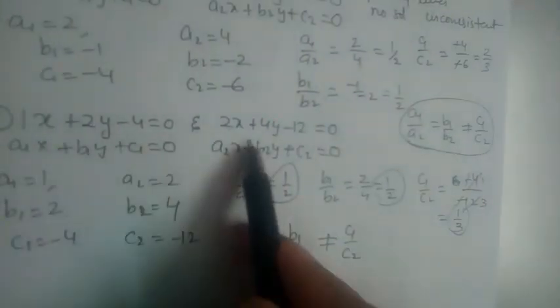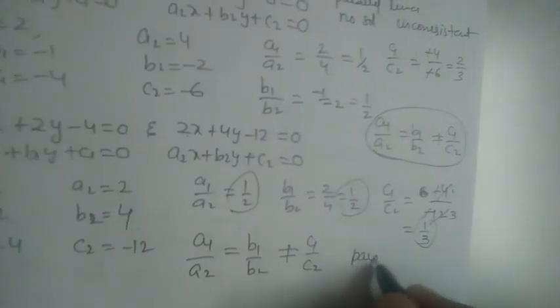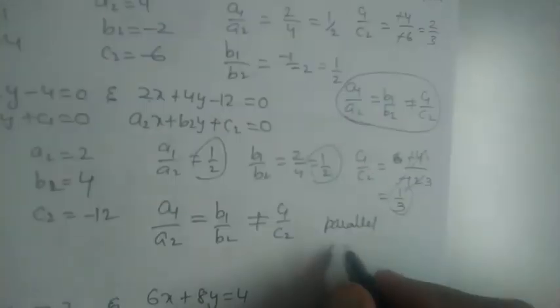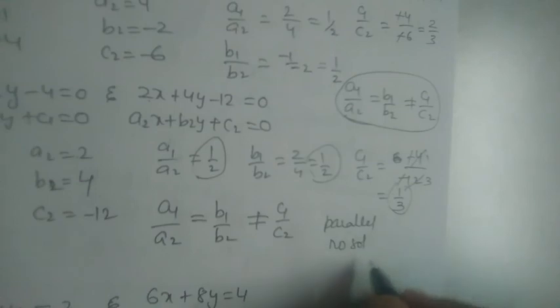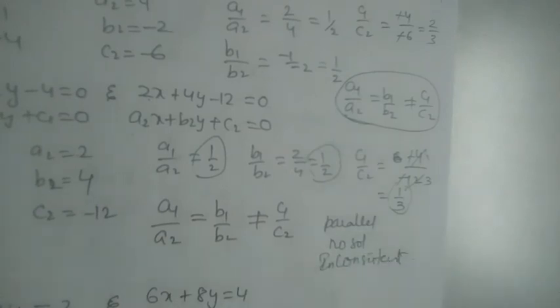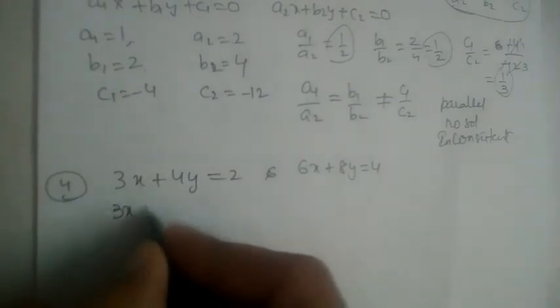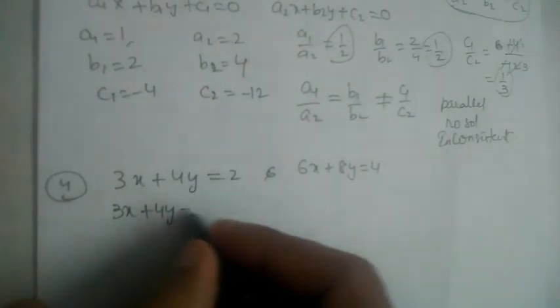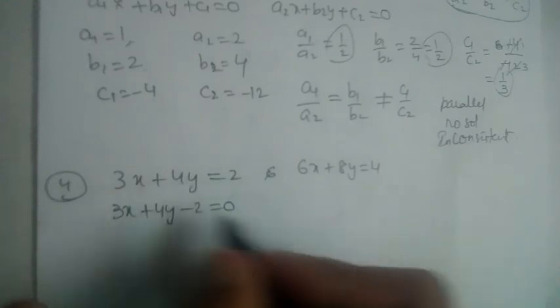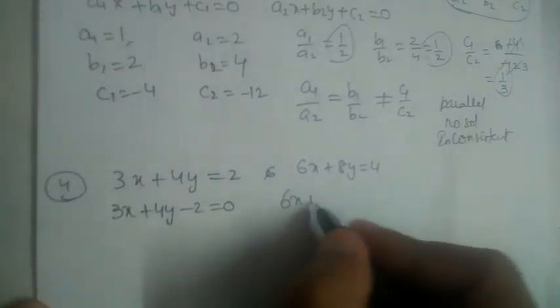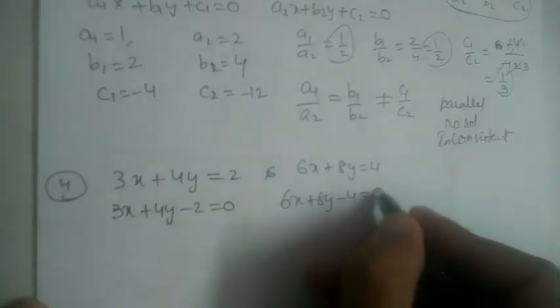Okay, so these two lines are parallel lines. How many solutions? No solutions. Okay, consistent or inconsistent? Inconsistent. All right, this one, 3x plus 4y minus 2 is equal to 0. This 2 should come here. And this is 6x plus 8y minus 4 is equal to 0.